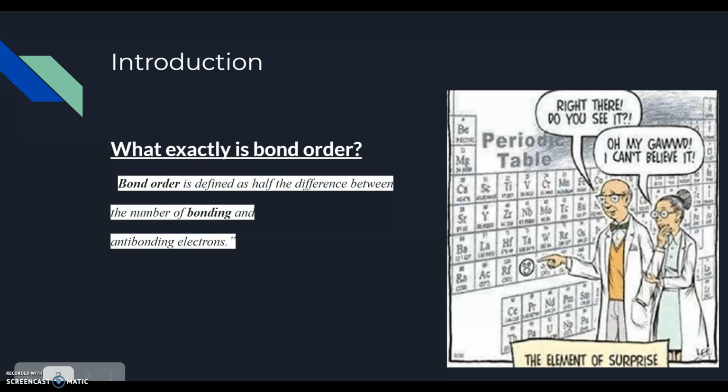So for one, what exactly is bond order? Well, bond order is defined as half the difference between the number of bonding and antibonding electrons. It helps us to know the stability of the bond between the atoms. The higher the bond order, the higher the stability. It also describes the bond strength. The higher the bond order, the more energy will be required to break that bond.